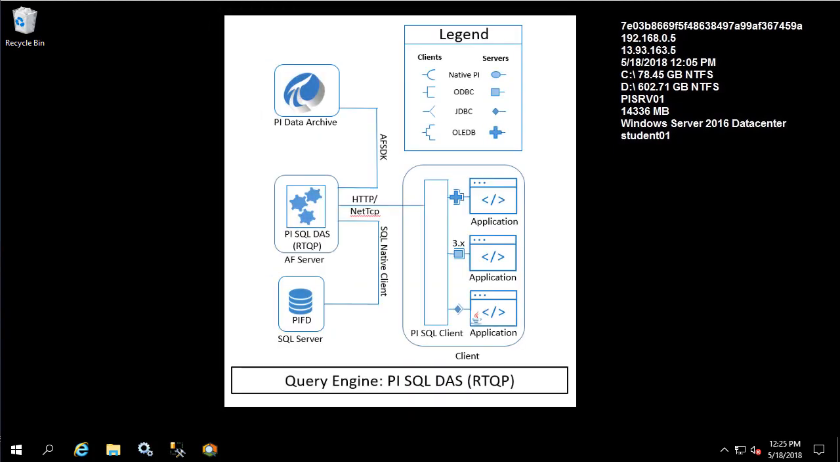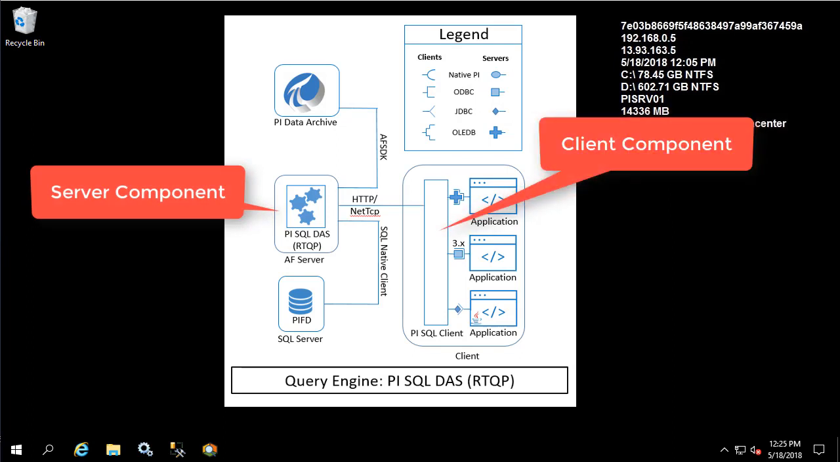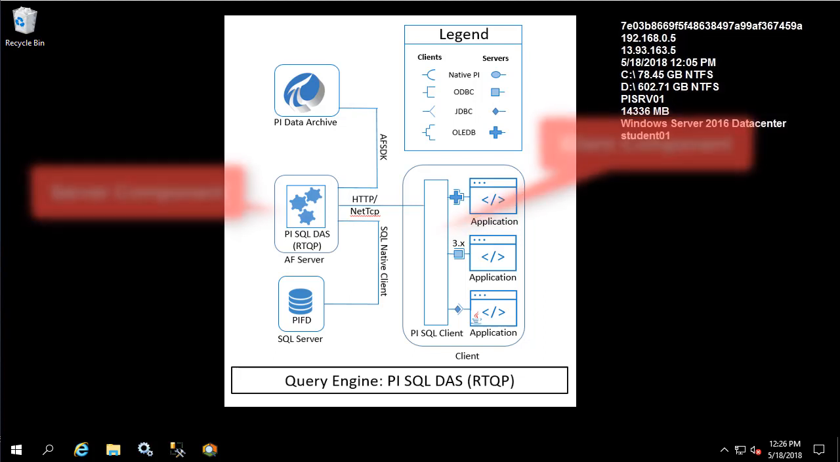If you remember from a previous video, the RTQP data flow consists of a server-side component and a client-side component. The server-side component is installed as part of the AF Server installation kit, and the client-side component is a separate installation. Each of these kits can be obtained from the tech support download site, which I've already done.